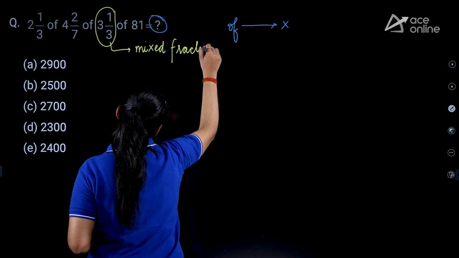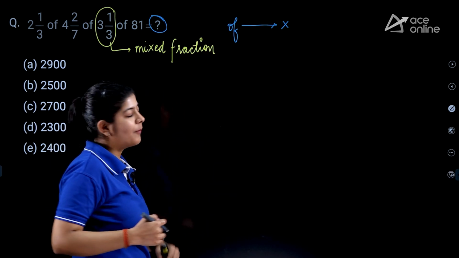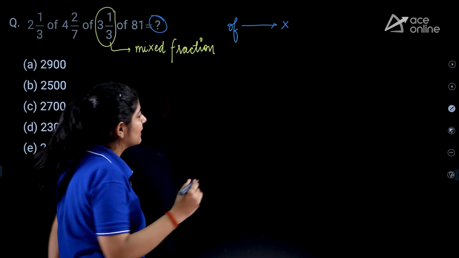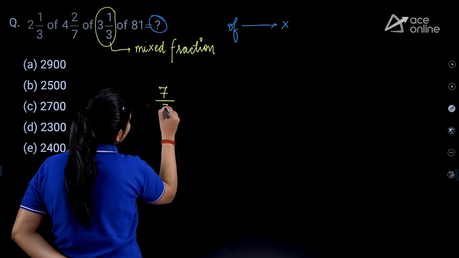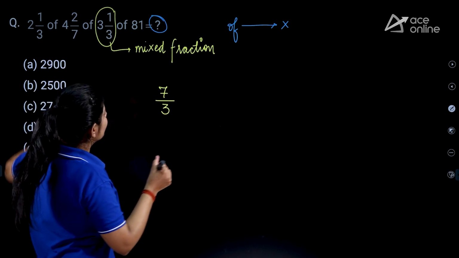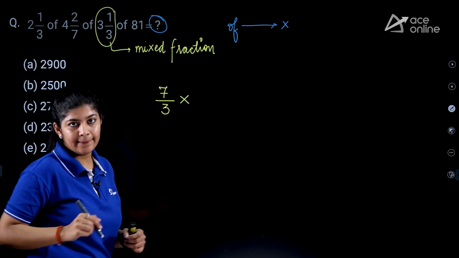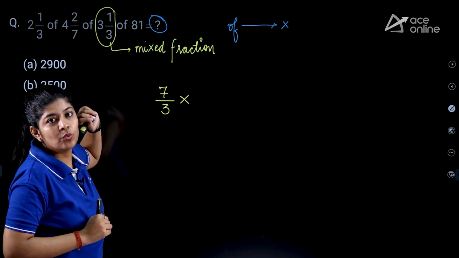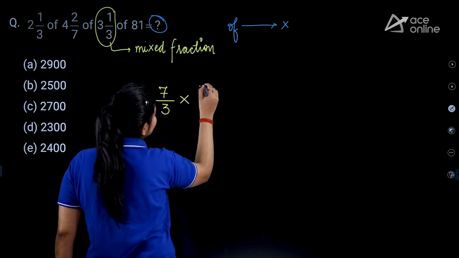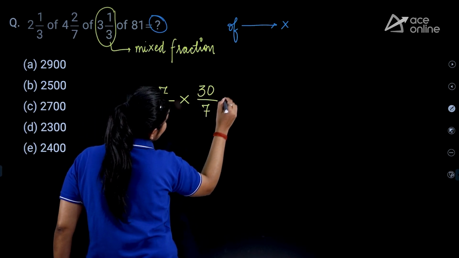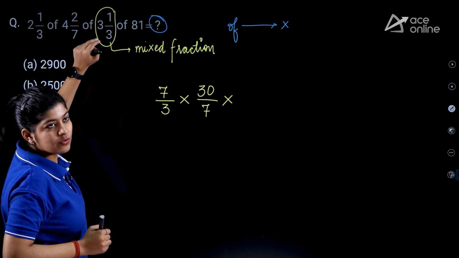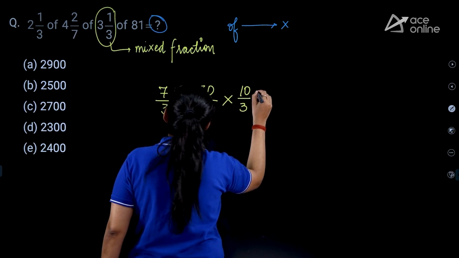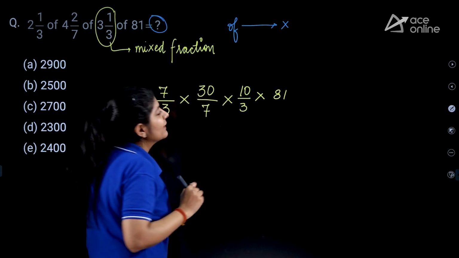So first we are going to write down the mixed fraction in the simpler format. So I can write 2 into 3, that is 6. 6 plus 1, that is nothing but 7. So the first term that I am having is 7 by 3 of, so I can write a multiplication symbol over here. 4 into 7, that is 28. 28 plus 2, that is 30. 30 by 7. The next one is 3. 3 into 3, that is 9. 9 plus 1, that is 10. So here I am having 10 by 3 into 81.